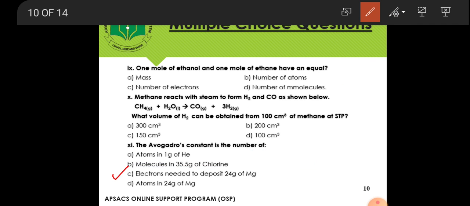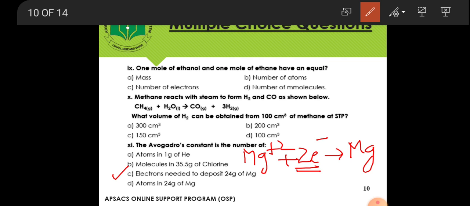C part, electrons needed to deposit 24 gram of magnesium. Yes, friends, magnesium plus 2, this magnesium ion will gain 2 moles of electron to produce 24 gram of magnesium. How many moles of electron are required? 2 moles of electron are required.